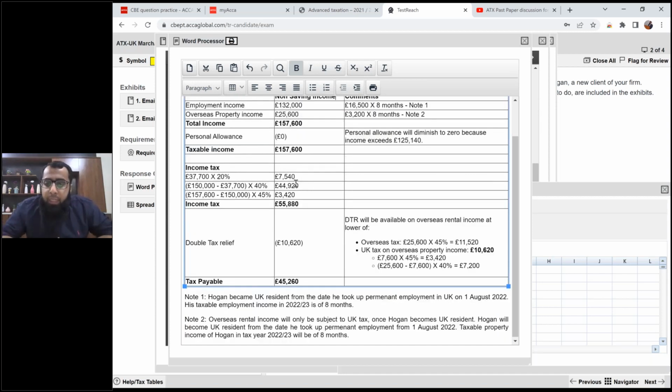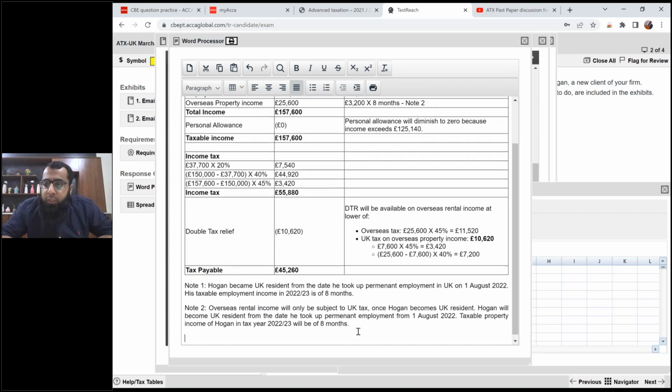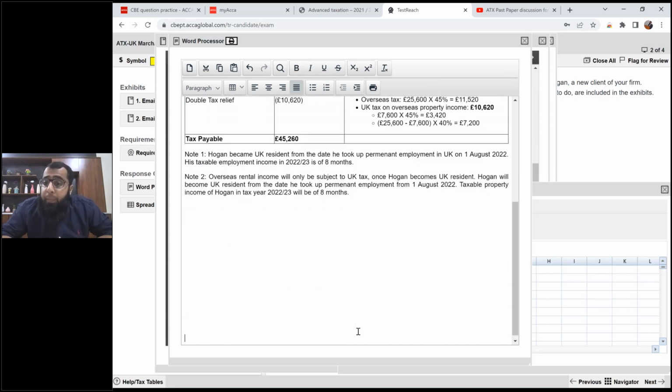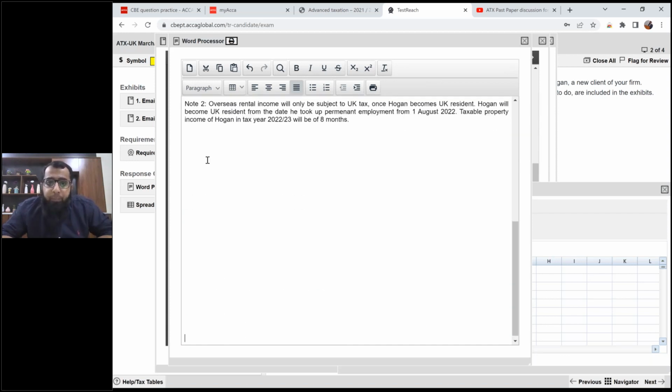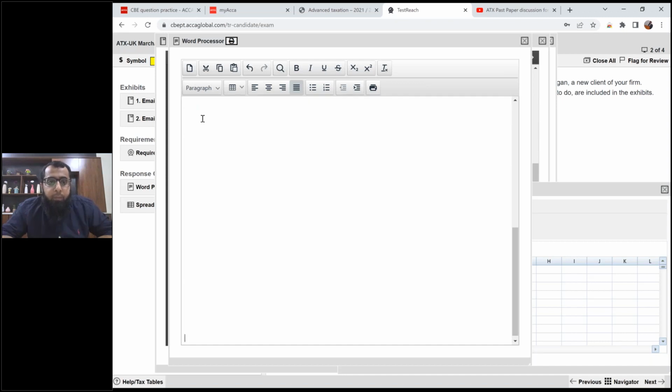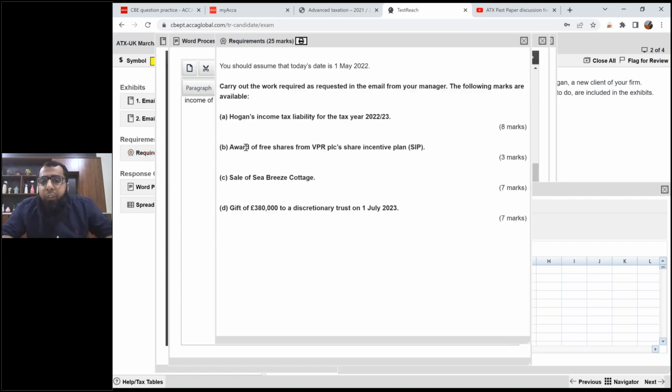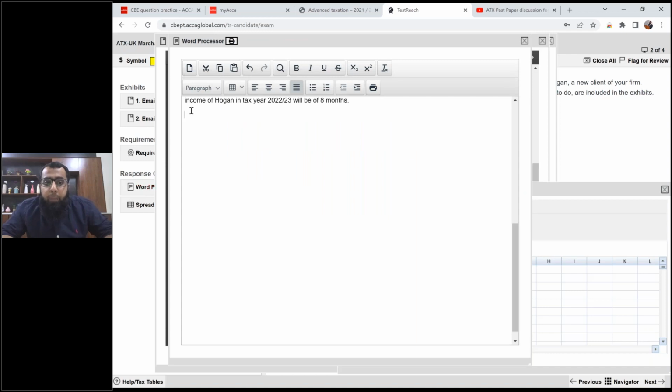Now, let's move forward. I want you all to concentrate on it. I hope that this requirement is good. Now, let's move to the second requirement. Award of free shares from VPR PLC share incentive plan, a small requirement of 3 marks. Award of free shares from VPR PLC share incentive plan.